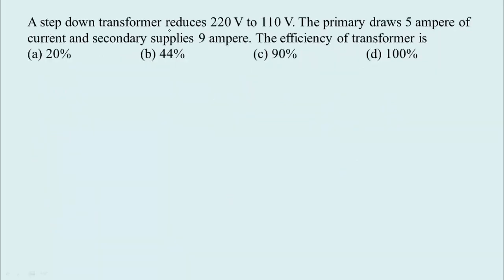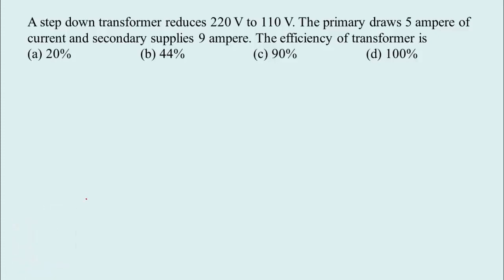A step-down transformer reduces 220 volt to 110 volt. The primary draws 5 ampere of current and secondary supplies 9 ampere. The efficiency of the transformer is?